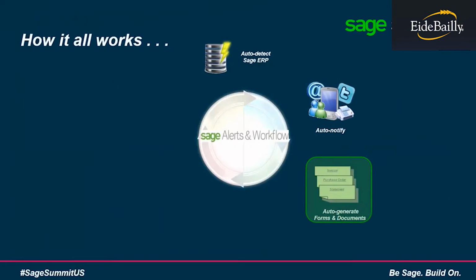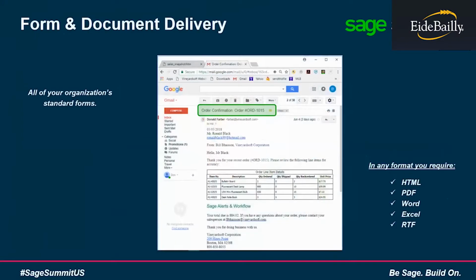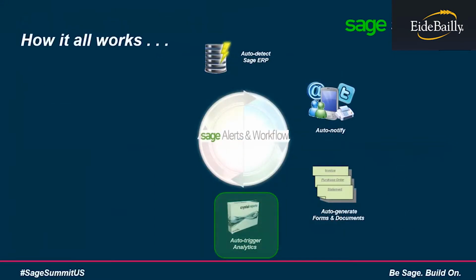So we talked about automatically generating and delivering relevant forms and documents like invoices, dunning notices, statements, purchase orders, and the like. And here we've got an example of an order confirmation being sent via email in PDF format, sent by Alerts and Workflow automatically. Sending out relevant forms and documents. Just think about all the forms and documents you've got within your Sage ERP solution. There are a lot of them. If these are currently being generated and delivered manually, you can completely automate that process through Sage Alerts and Workflow.